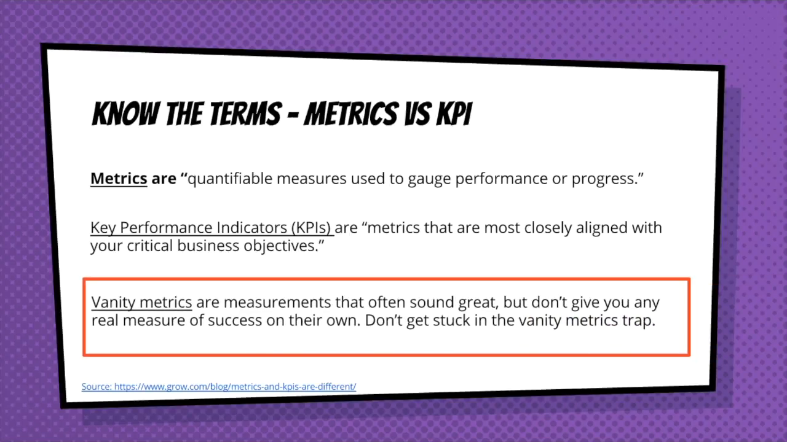There's also this thing called vanity metrics, and these are metrics that often sound great when you're reporting, but they don't give you any real measure of success on their own. And so you don't want to get stuck in the vanity metrics trap. I see a lot of consultants getting stuck in this trap when they're reporting to their clients, because saying we increased your followers by 1,000 people last month sounds a lot better than we have a click-through rate of 5%. So you really want to make sure that when you're looking at your metrics, you're not just focusing on these vanity metrics.